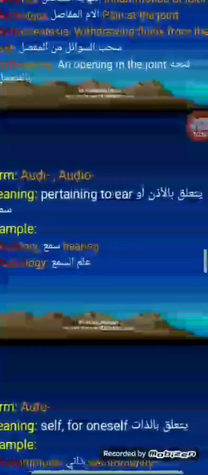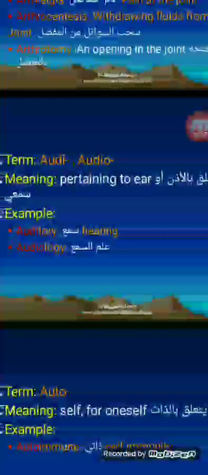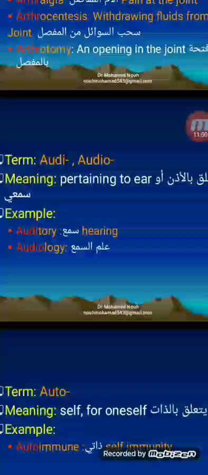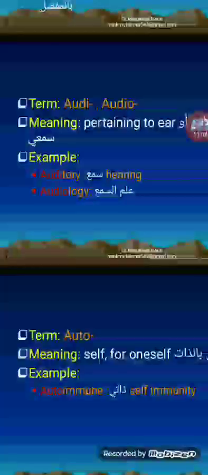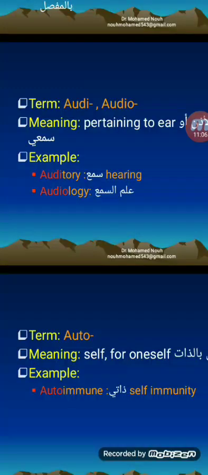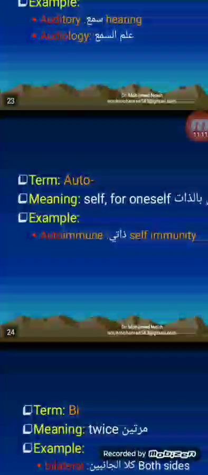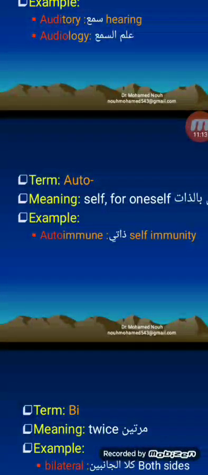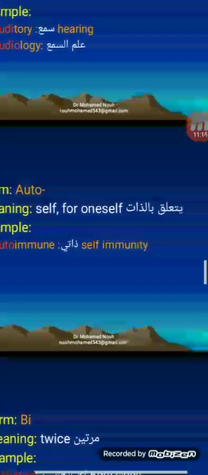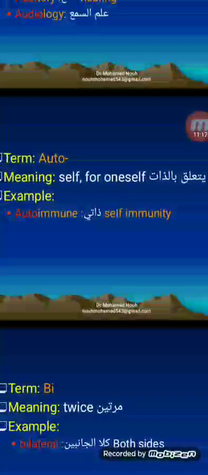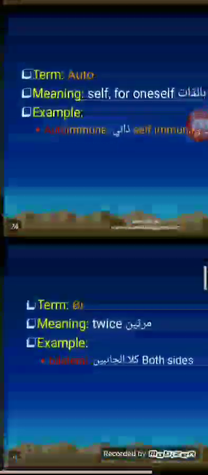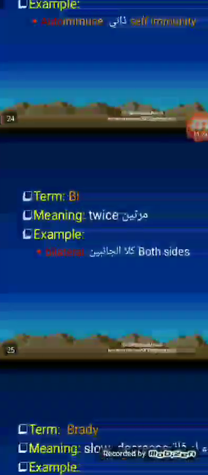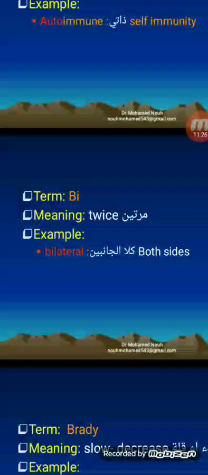Audio, pertaining to ear. To pertain means يتعلق ب. Auditory means hearing. Audiology is a noun. Auto means self. Autoimmune, immune means self-immunity. Immunity معناها المناعة.